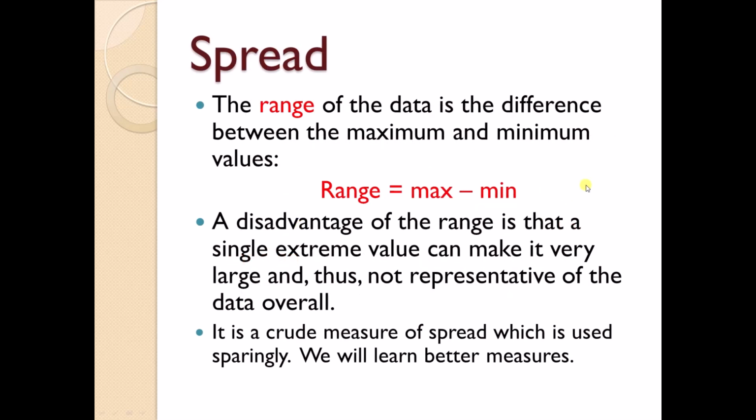Spread, this is a little bit tricky too. I'm going to introduce it with something that's kind of crude, kind of not used, but it's easy to understand. Range of the data is the difference between the maximum or your highest data value, the biggest one, minus your smallest one. That's your range. So if I give a test and my highest score is 100 and my lowest score is a 70, that gives me a range of 30.